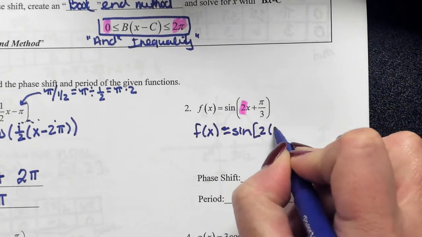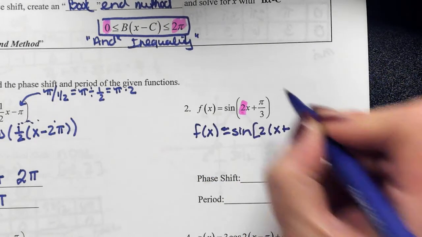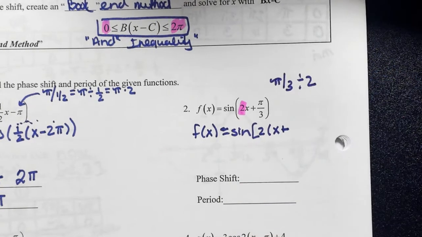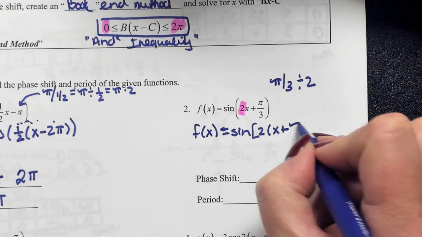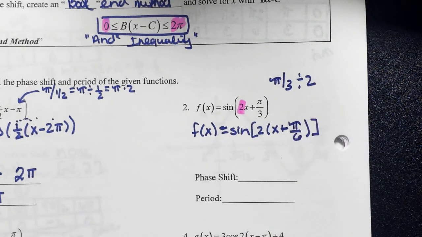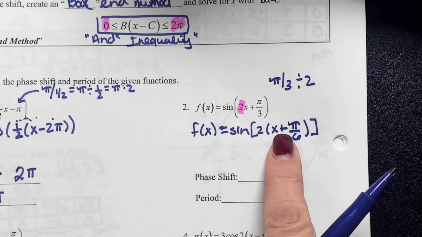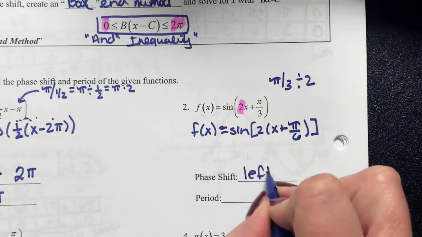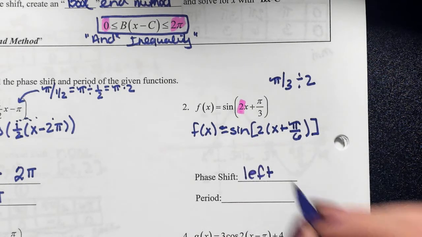So I have 2 times x plus. Now when I take pi over 3 and divide it by 2, what is pi over 3 divided by 2? Pi over 6. So now you can clearly identify what that phase shift is going to be. First of all, it's a plus, so what direction am I going? Left. And how many units to the left am I going? Pi over 6.